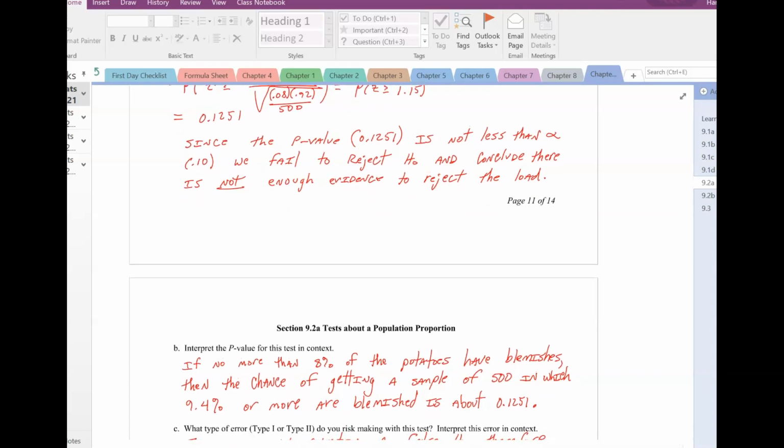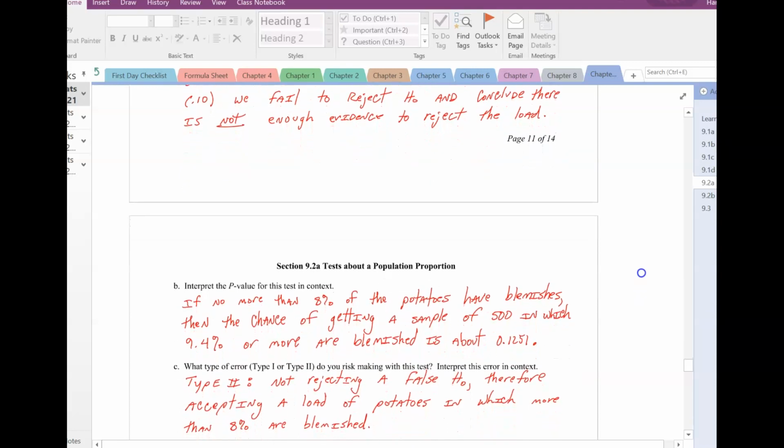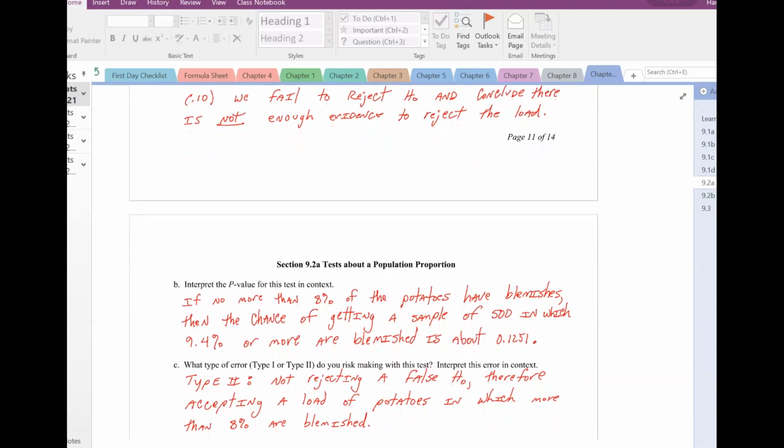What type of error do you risk making with this test? Well, let's look back. We failed to reject. If we fail to reject, we are risking a type 2 error. A type 2 error is failing to reject a null hypothesis that is actually false. So in this scenario, we would be accepting a load of potatoes in which more than 8% are blemished. Don't get confused by that word accepting. We're talking about deciding whether to keep or send back a load of potatoes. So therefore, we would decide the potatoes are fine. So we're going to keep them when in fact they're actually not.